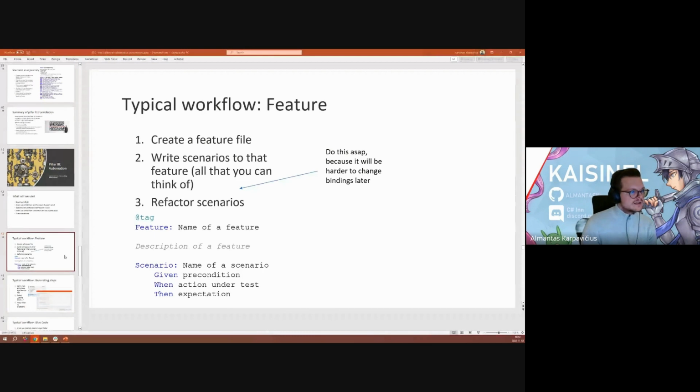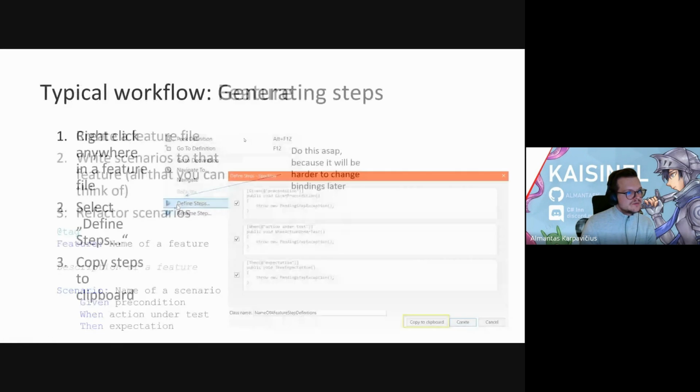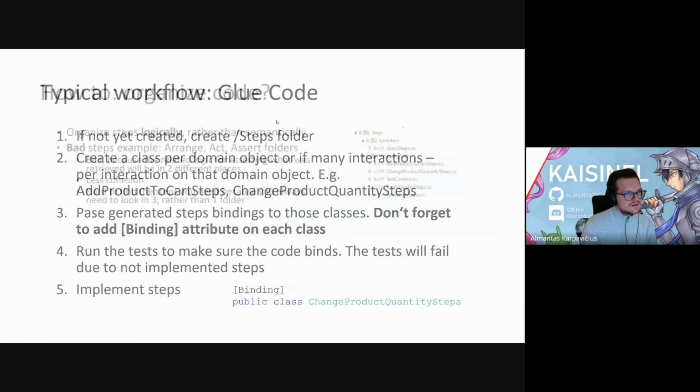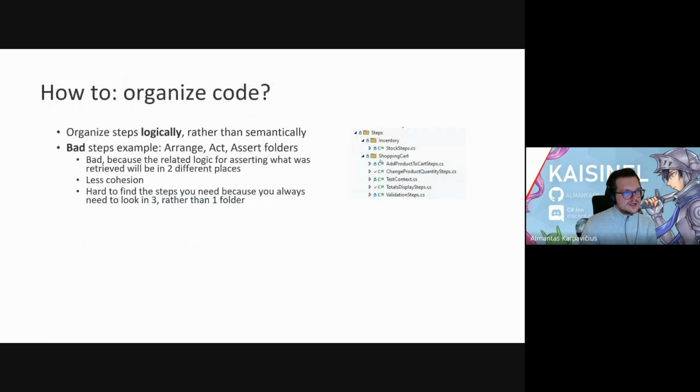Here we go. From here, I'll just cover some really key points that may not be straightforward. One is that I've seen people organizing their glue code by semantics. So I've seen people using arrange, act, and assert folders. Do not do that, because you will have many steps that really scream of being together, but you're separating them in 3 parts.